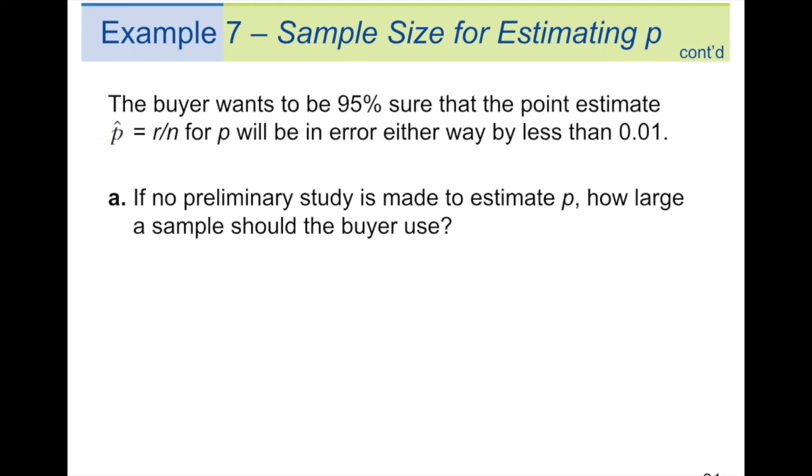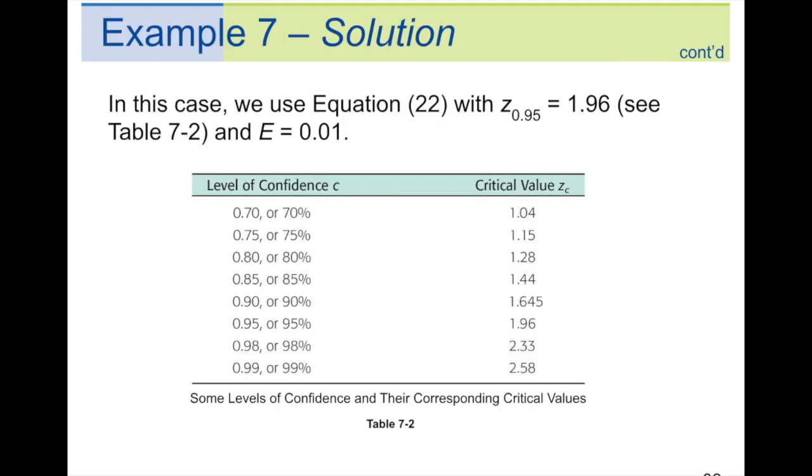So this company wants to know, if it's selling bags of popcorn, will the margin of error be just 1% from the amount that pops? So the amount of popcorn that pops doesn't fluctuate all that much. In this case, we use equation 22 with the critical value at 95%, which from this table we can see is 1.96, and E equals 0.01, which is the margin of error the buyer wanted.